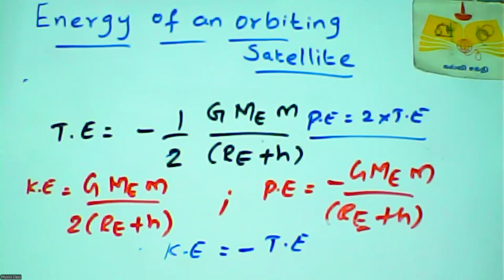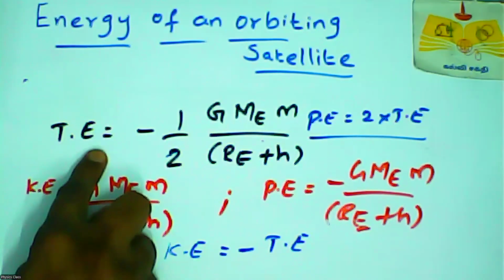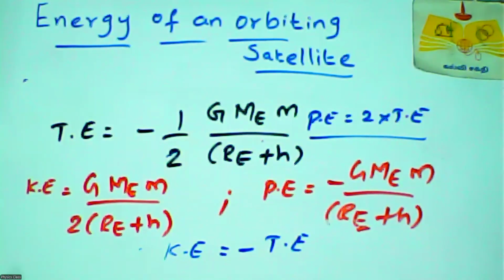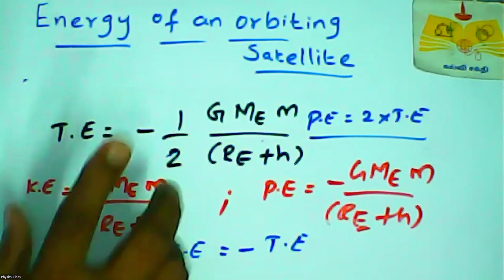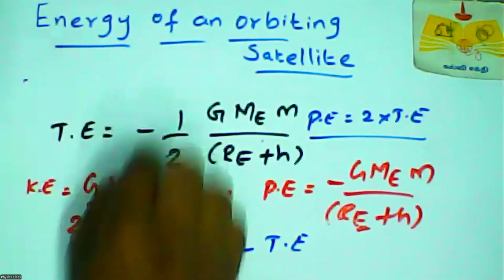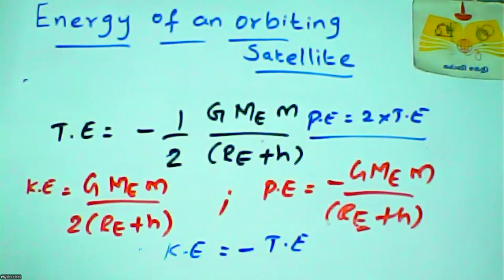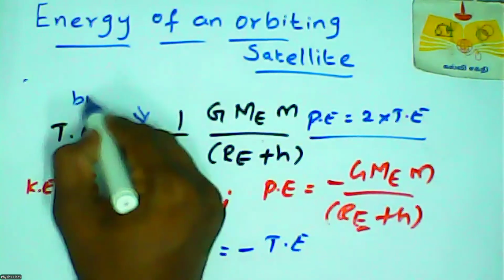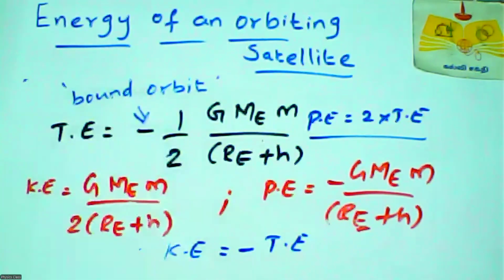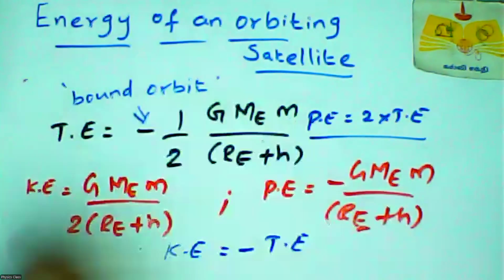Okay. Now let's talk about the significance of this result. Look closely at the total energy. It is negative. This negative total energy is incredibly important. It indicates bound orbits. Bound orbits. What does bound mean?